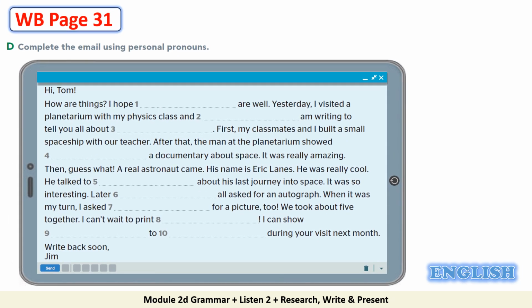In your workbook page 31, go to task D and read the given instructions. D. Complete the email using personal pronouns. Here you have this email. You are going to complete the missing parts in this email with the missing personal pronouns. Kindly pause the video and work it out. Let's check your answers now.